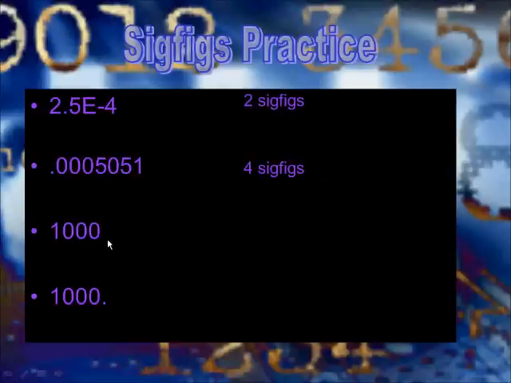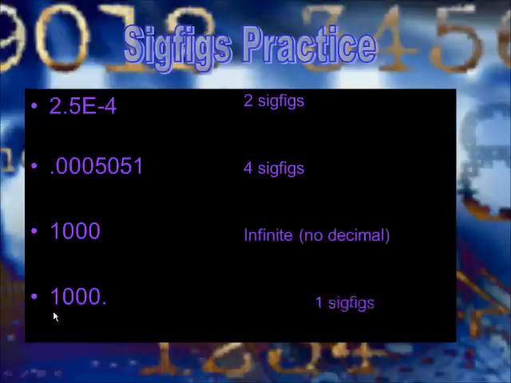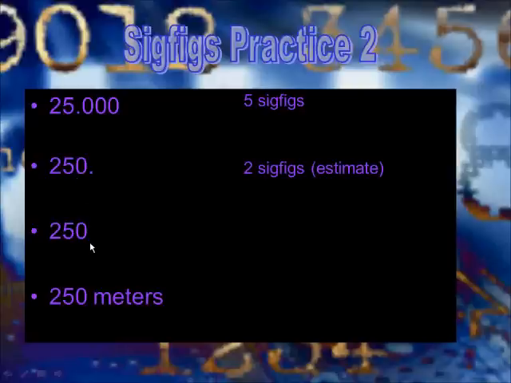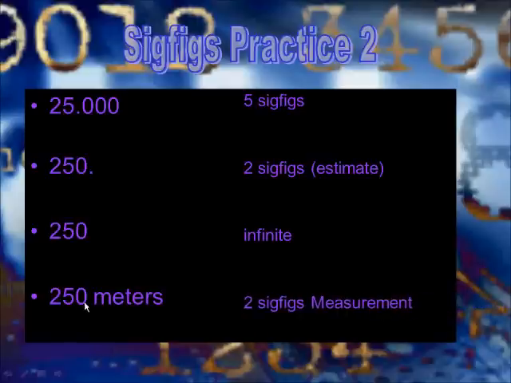This is no decimal, so it's infinite. This has a decimal, so it's measured at 1 sig fig. Past the decimal, so those don't have to be there. They're actually ends right here. 5. Estimate of 250. Infinite. This one should have a decimal. A meter cannot be measured exactly. So 2 sig figs. There would be a decimal there, but that would be an estimation of 250 meters.